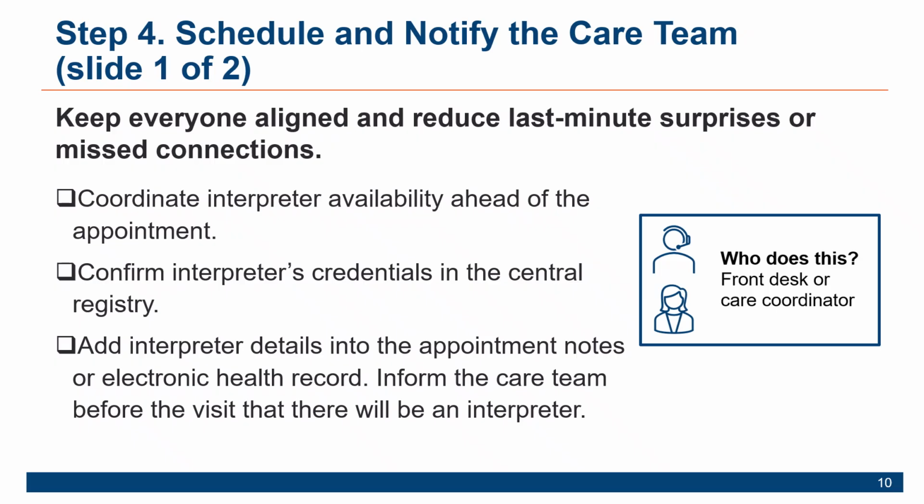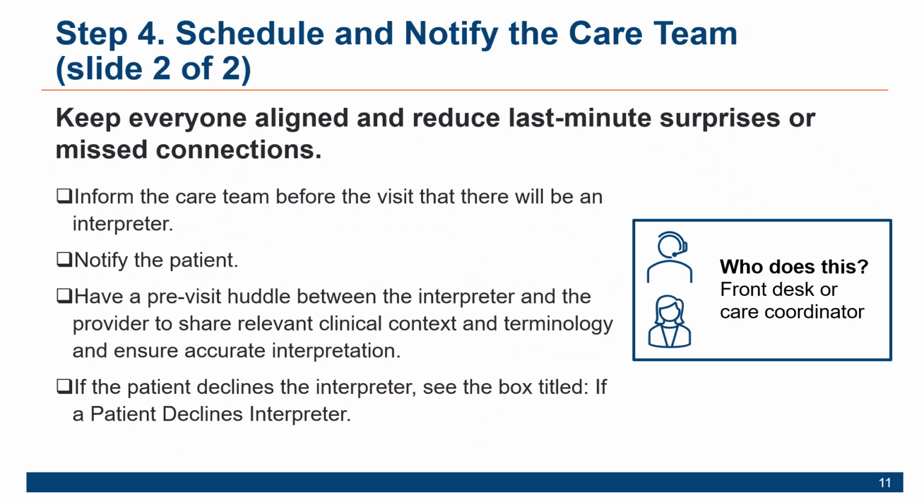Step 4 helps keep everyone aligned and avoid last-minute scheduling surprises. This step is typically managed by front desk staff or the care coordinator. Before the visit, staff should coordinate the interpreter's availability, confirm credentials in the central registry, and include interpreter details in the appointment notes or the electronic health record. Once confirmed, staff should inform the care team that an interpreter will be present so they can plan accordingly. Staff should also notify the patient that an interpreter will be available during their appointment.